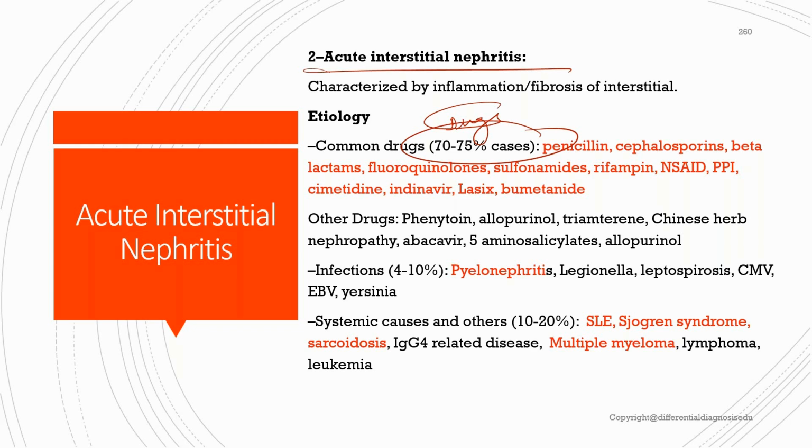So number one, I look for antibiotics: penicillin, cephalosporin, beta-lactam antibiotics, fluoroquinolone, sulfonamide, rifampin. Number two, I look for NSAIDs, PPIs.